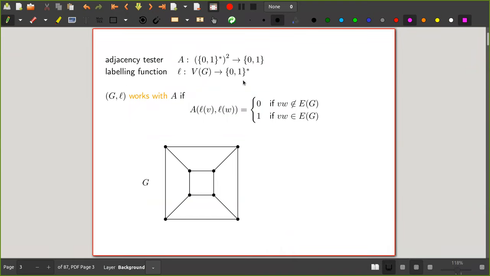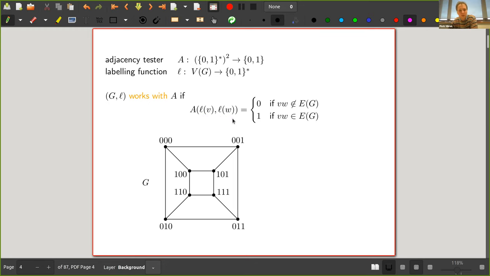A labeling is just a function that sends vertices of a graph to binary strings, and then the adjacency tester is this universal function that we're aiming for. It gets two labels, so two binary strings at the input, and it produces a single bit, a yes or no answer. We say that this tester, this function A, works with a graph G and its labeling L, if indeed, given two labels, it gives an answer whether the vertices behind the labels are adjacent or not.